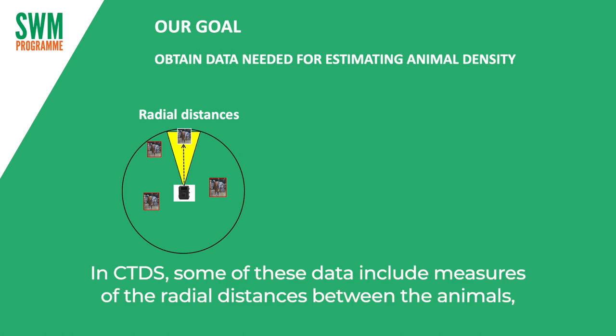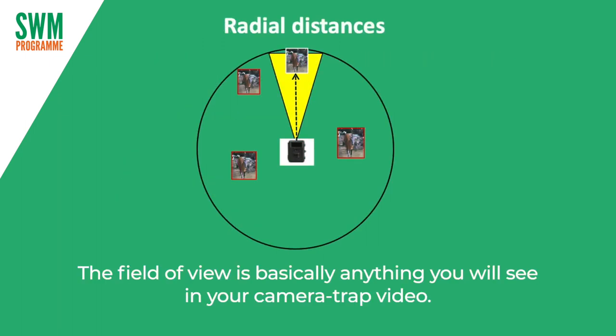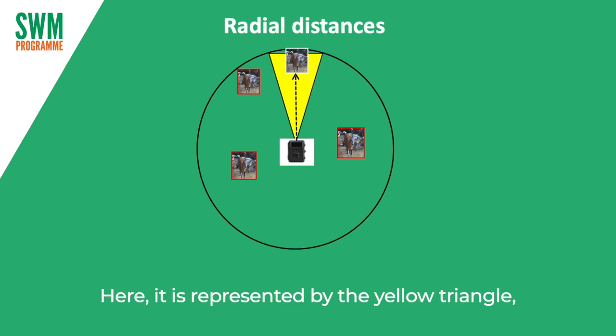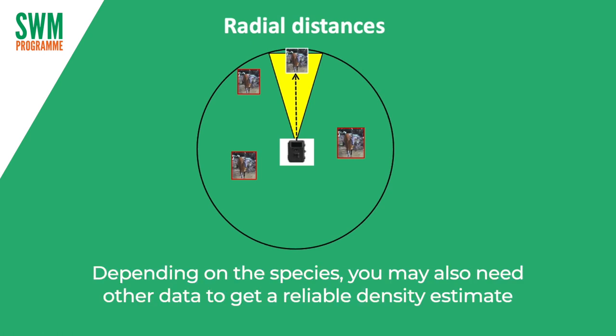In camera trap distance sampling, some of these data include measures of the radial distances between the animals within the field of view of the camera and the camera lens. The field of view is basically anything you will see in your camera trap video. Here, it is represented by the yellow triangle, while the radial distance for the animal in view is represented by the black arrow.